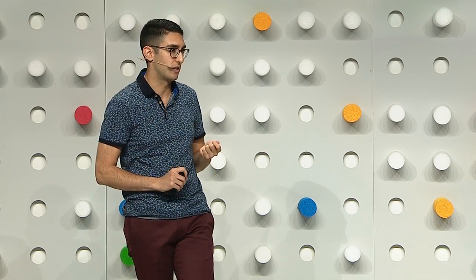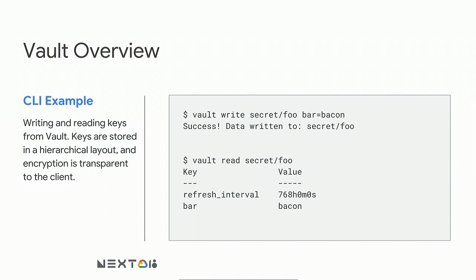So you can apply some organization around folder structure and grouping things together in a way that makes sense for you. So just make this a little bit less theory, a little more concrete. Here's an example from the command line interface of both writing and reading a secret. What we see on the first command is we're doing a vault write against a path, secret foo.